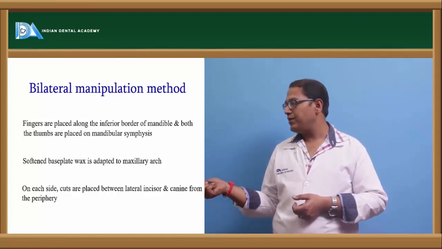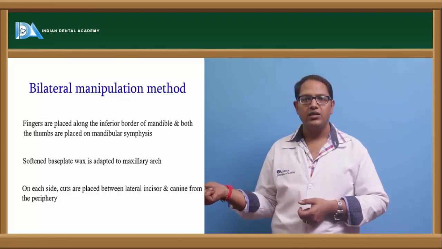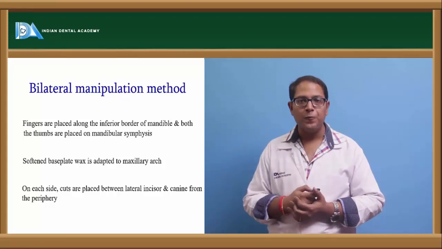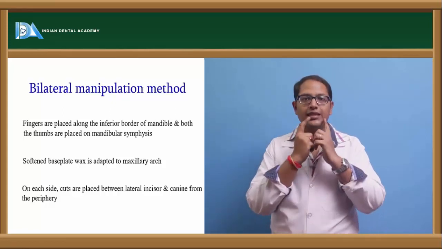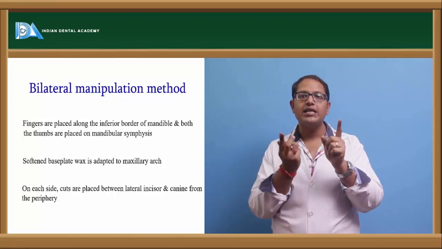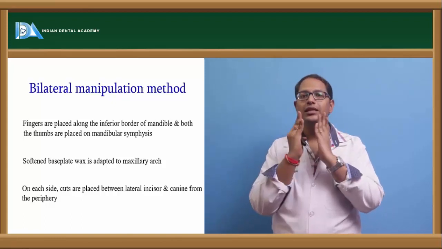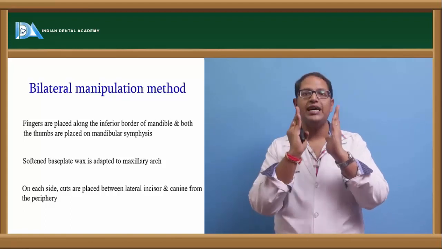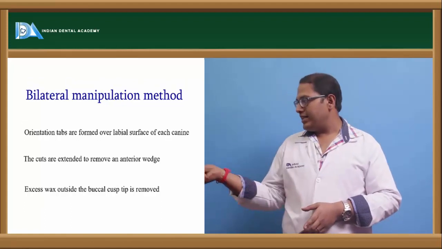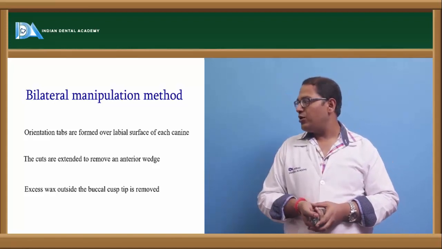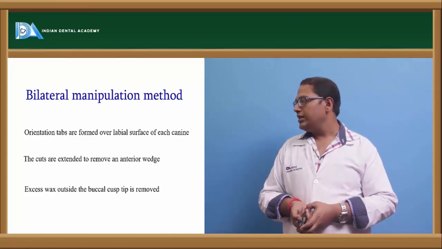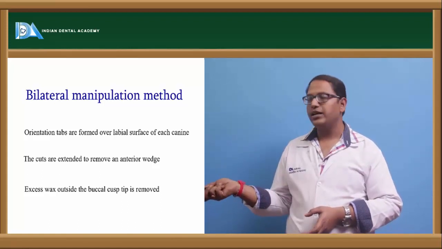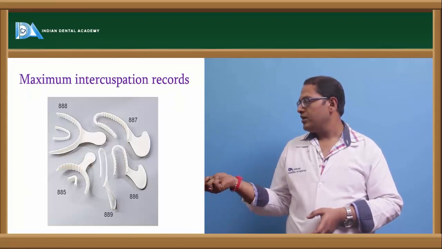On each side, cuts are placed between the lateral incisor and canine. Why is this important? For orientation. Because you will cut that area and lap the wax onto the laterals, so whenever you remove it and put it back, you have an orientation of where exactly it is supposed to go. Orientation tabs are formed over the labial surface of each canine. These cuts are extended to remove anterior wedges. Excess wax outside the buccal cusp tips is also removed.